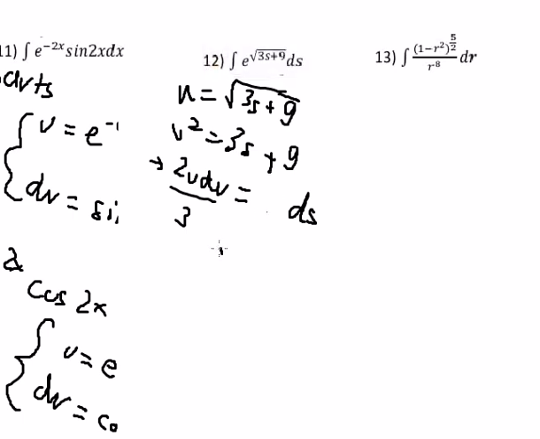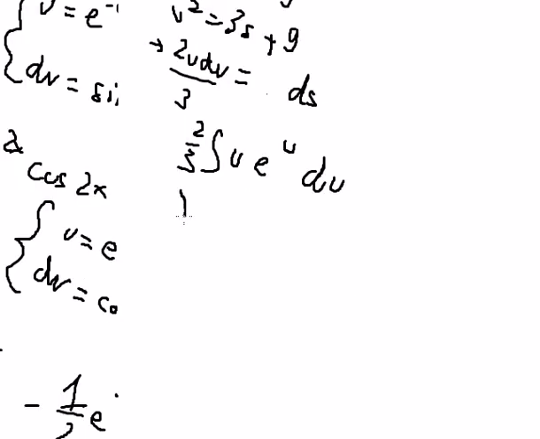So we got e to the power of u. The h we change for 2u du over 3. So we put 2 over 3 in here, u du. So we can use integration by parts.